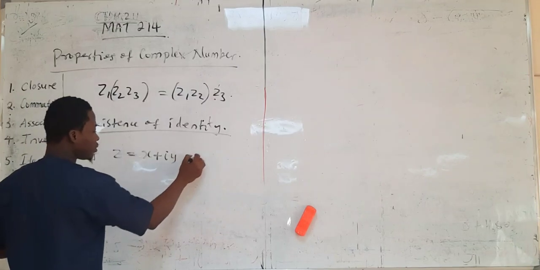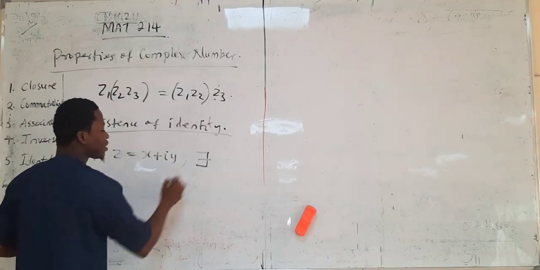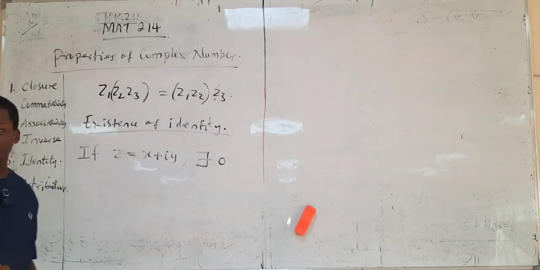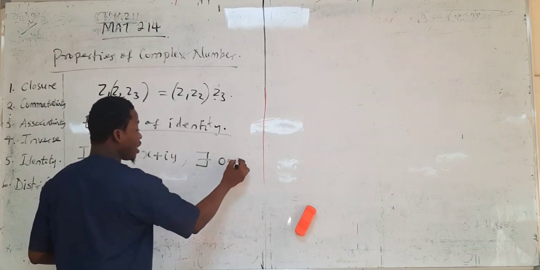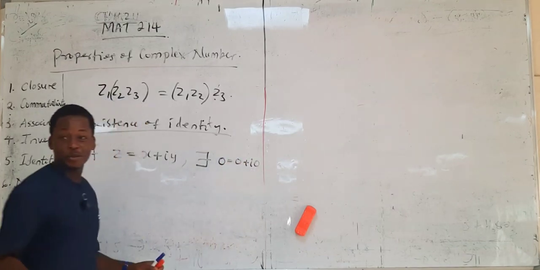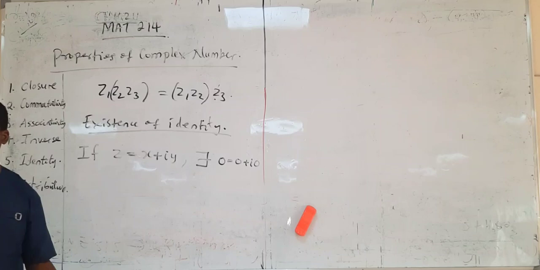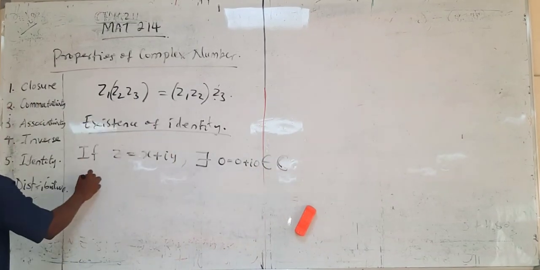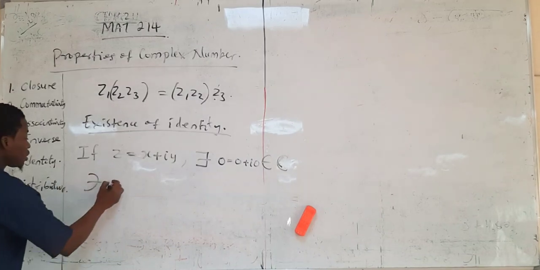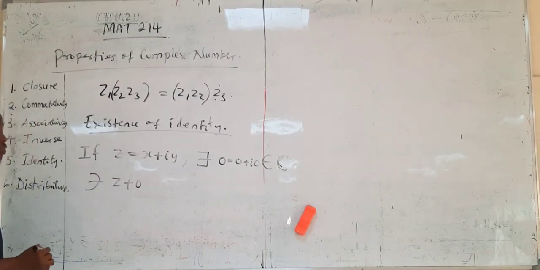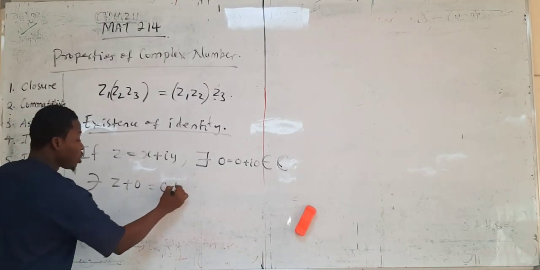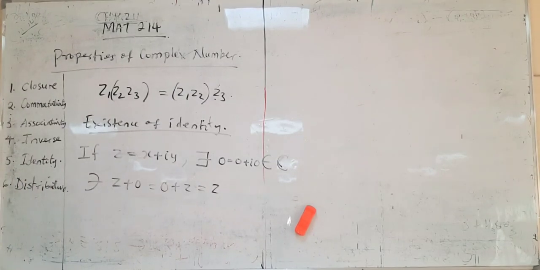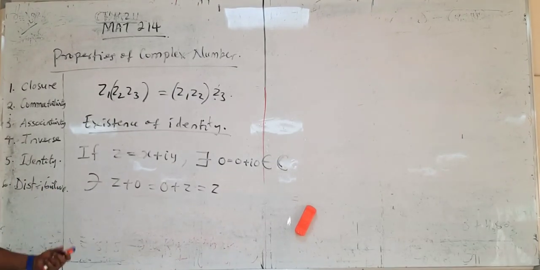then there exists 0, which is the same thing as 0 plus i0, an element of the complex numbers, such that z plus 0 is equal to 0 plus z, which is equal to z. So this is the existence of additive identity, and this is clear.